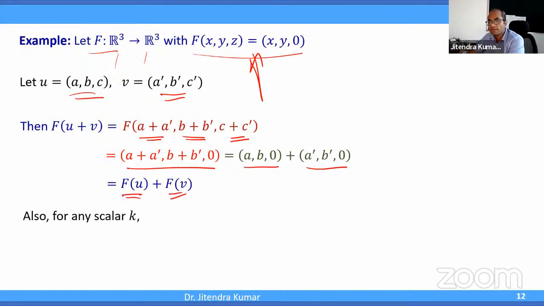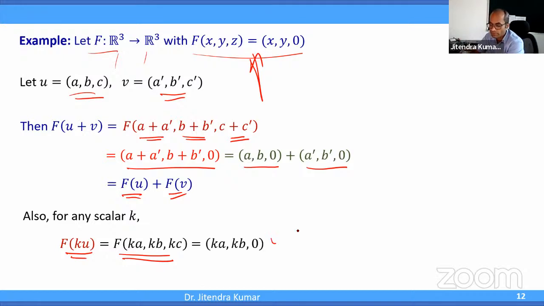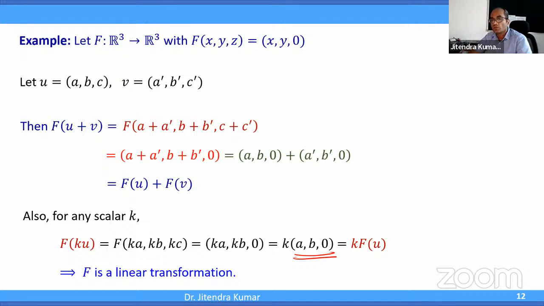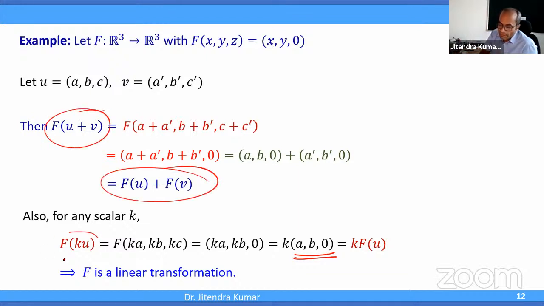For any scalar k, you have f(ku) equal to f(ka, kb, kc), which as per the definition of this transformation is (ka, kb, 0). This can be written as k times (a, b, 0), which is nothing but k f(u). So f is a linear transformation because we have checked these two properties for this given transformation.